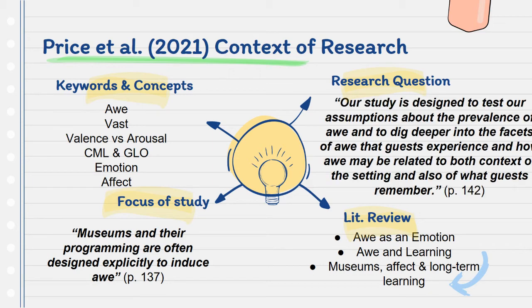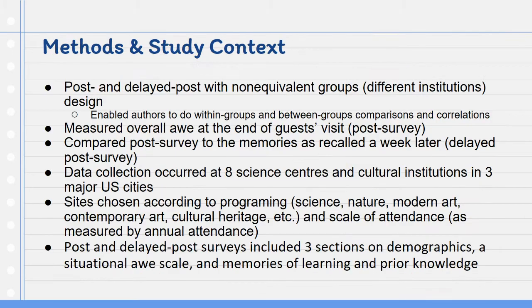There are 3 parts to this research question. The researchers want to investigate the assumptions about the prevalence of awe, they want to investigate the types and facets of awe, and how awe is related to the context of the setting and what guests remember.